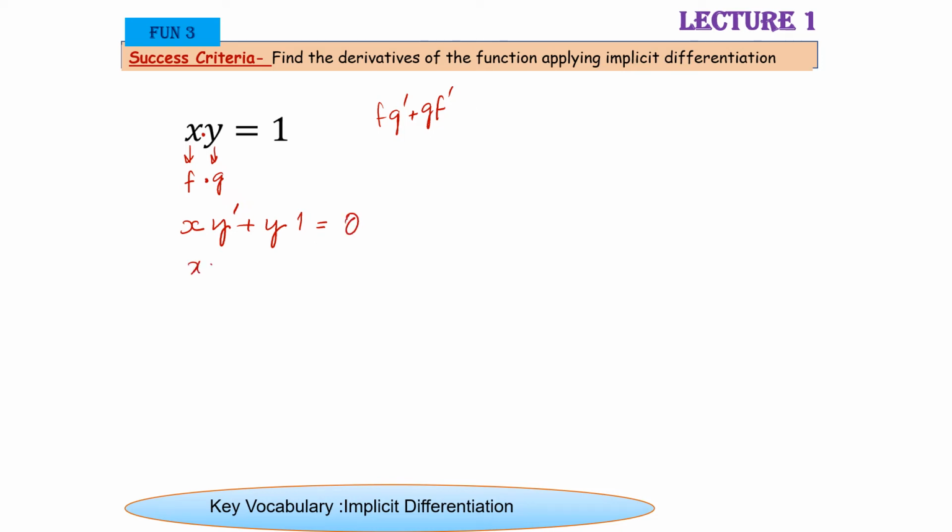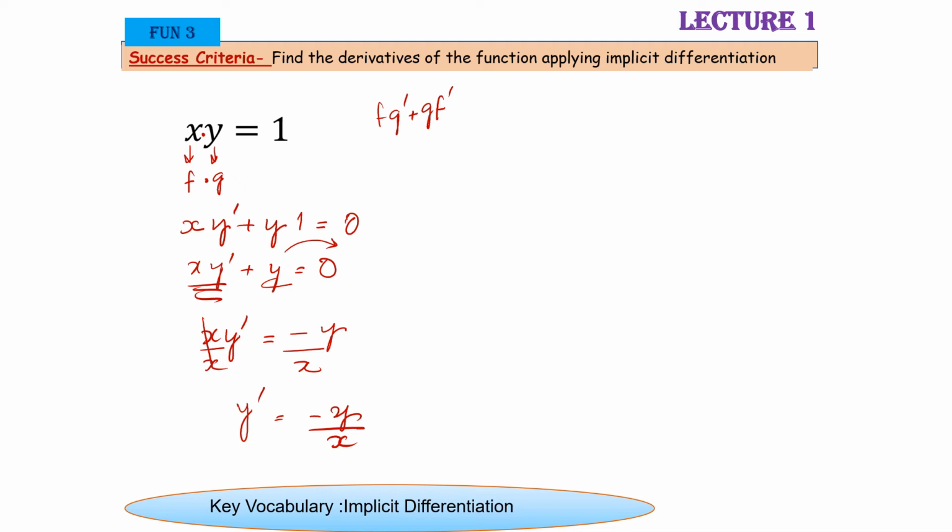Now write down here x y prime plus y equals 0. Keep the y prime term on the left hand side and the other terms on the other side. So plus y goes to the other side, giving you negative y. Divide both sides by x to solve for y prime and we will get negative y over x.